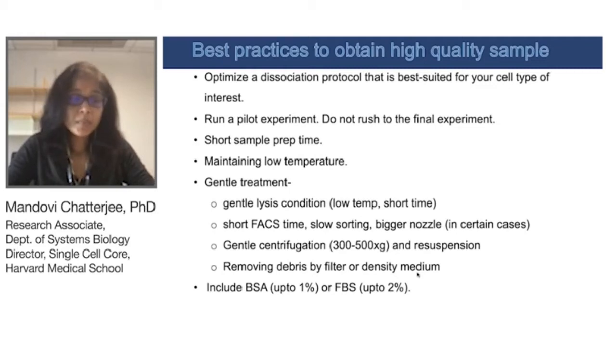Now, short sample prep time and maintaining low temperature during the sample prep has been proven to be beneficial. Gentle lysis condition and centrifugation, short FACS time, sometimes with using a bigger nozzle help. Removing debris from the sample is crucial. And having BSA or low percentage of FBS in the final buffer keeps the cells happy as well.